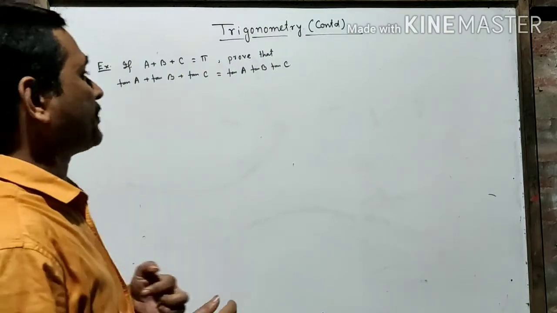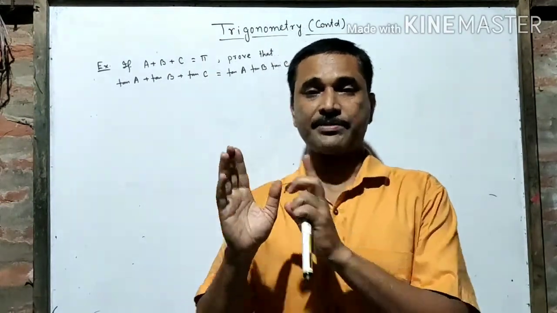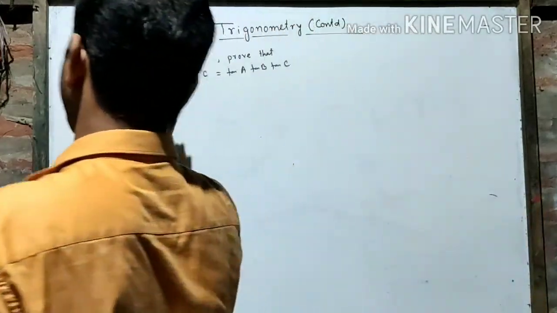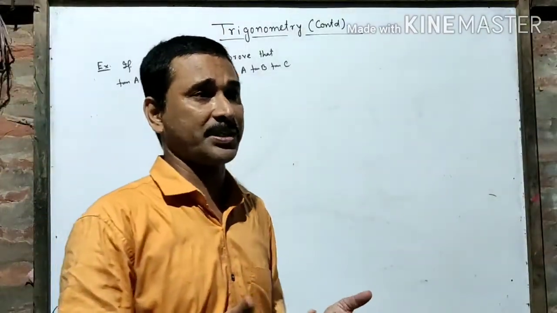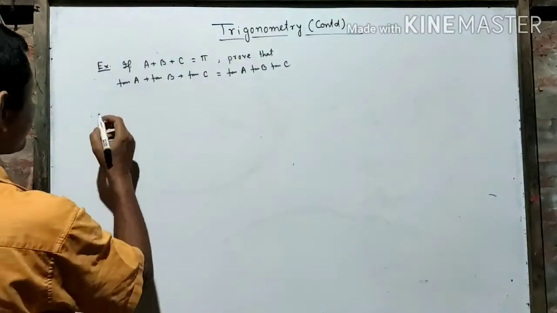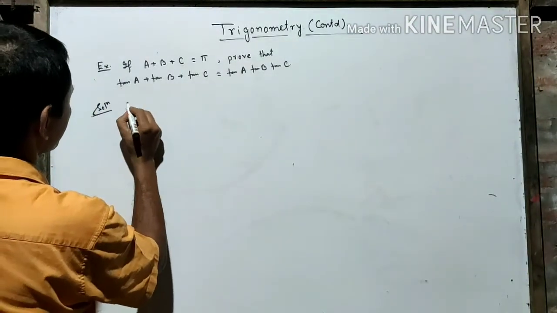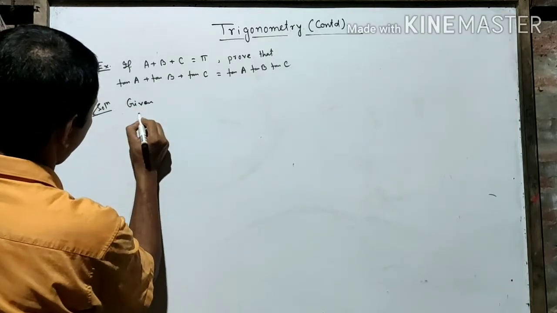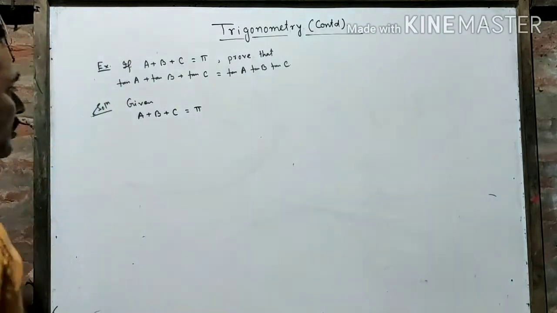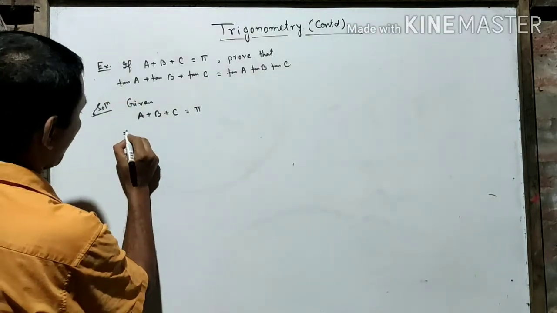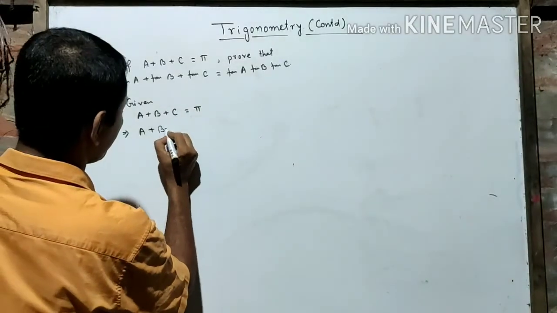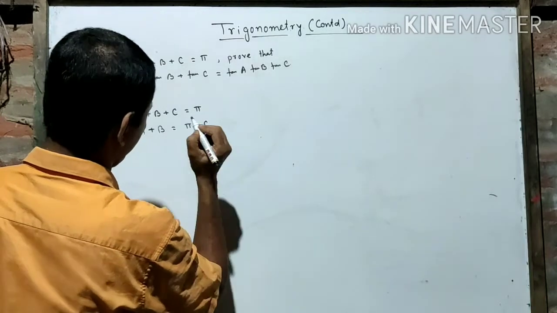Okay. This is a standard type of problem. Means you will have some more problems in your exercise of this type. There may be sin A plus B plus C is equal to 0. There may be sin A plus B plus C is equal to twice π. Okay. But the approach is same. So given, so this is a model type of question. So how to approach? This may be in the form of cot also, but our technique is same.